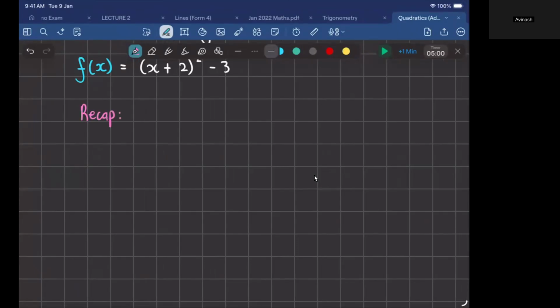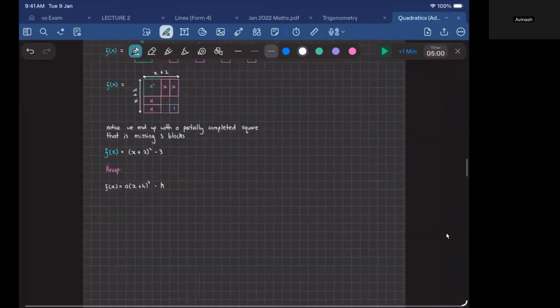What is the completing the square form? That's the first thing I want to start off with. f of x is equal to... It was a, I think, open bracket, x plus h, right? Close bracket, squared, and minus k. Right? Okay. And let me give you a little way to remember it.